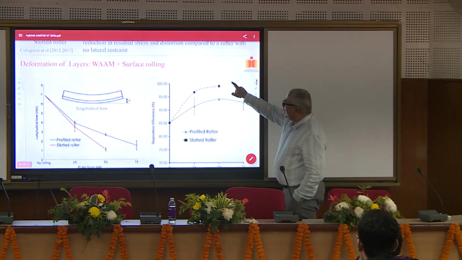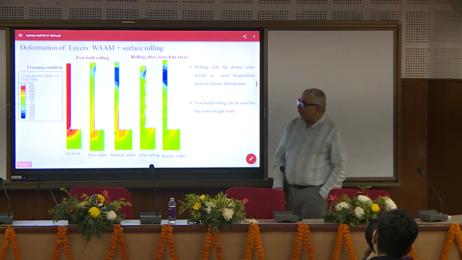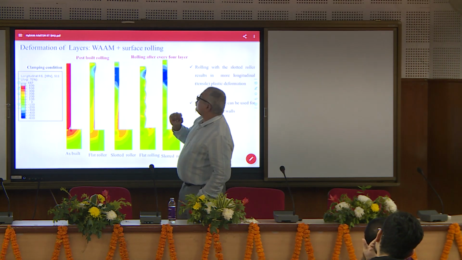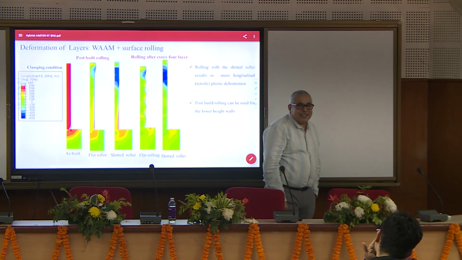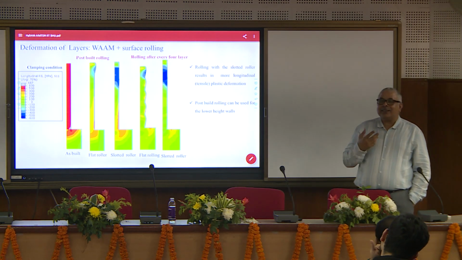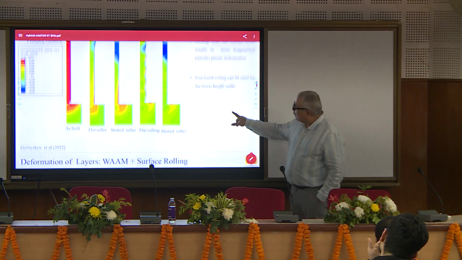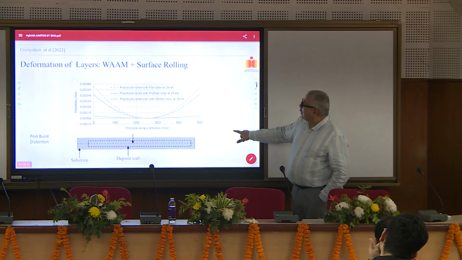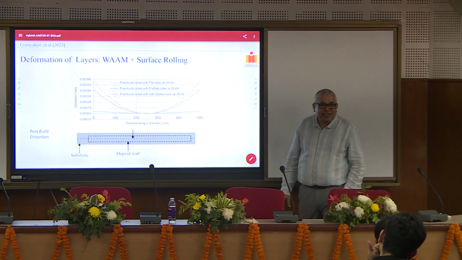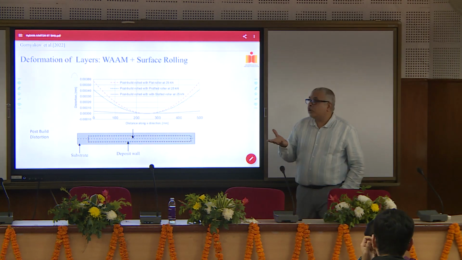To complete in time, I am skipping one of these slides. Now, if you build a wall and do post-build rolling, or rolling after every 4 layers, or rolling after each layer, people have studied how they behave. Is it necessary to roll after each layer or after 4 layers? All this has been attempted. There are advantages and disadvantages at times. You can clearly see that distortions can be reduced to a larger extent, and favorable residual stresses can be induced into the component by using proper rolling schedules.